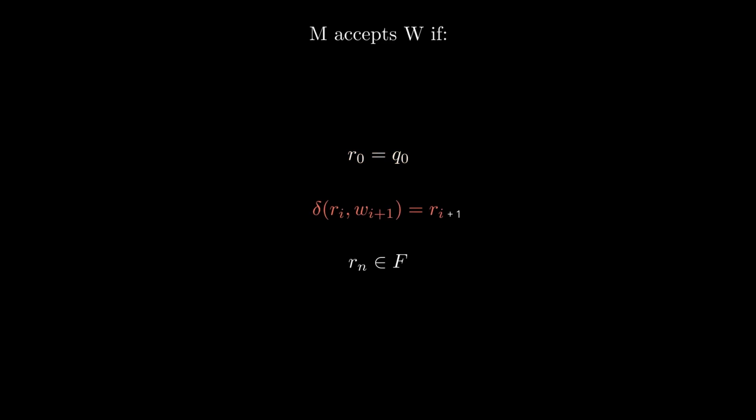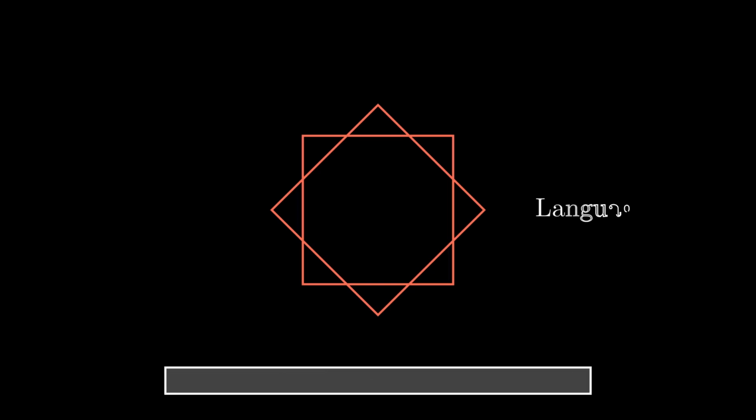Condition 2 means that for each piece of the input, we move from our current state to the next state in a way that is defined by the machine's transition function. Condition 3 means that after we have consumed the input string, the machine's current state is a member of the accept state set. If an input satisfies these conditions, we say that M accepts the input string. And if we can generalize all of the strings that a machine accepts, we call that the machine's language.